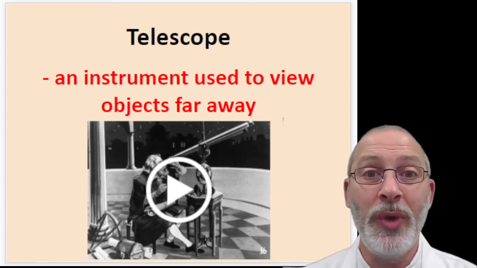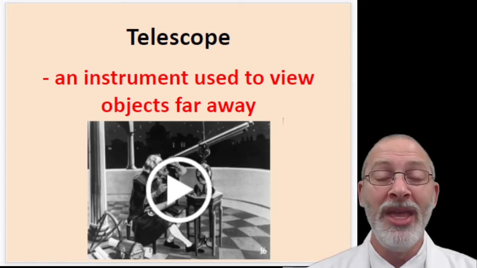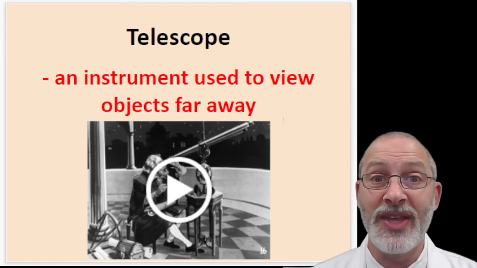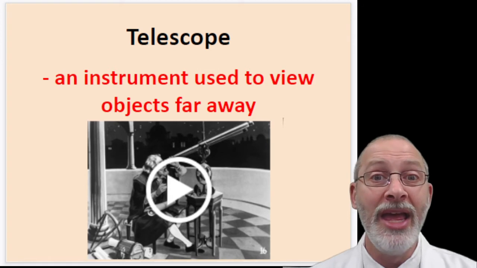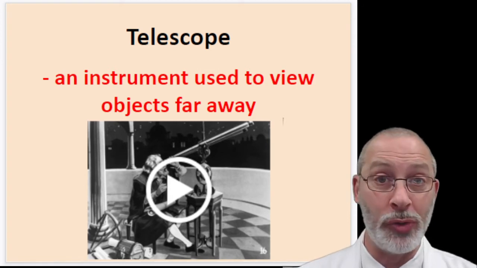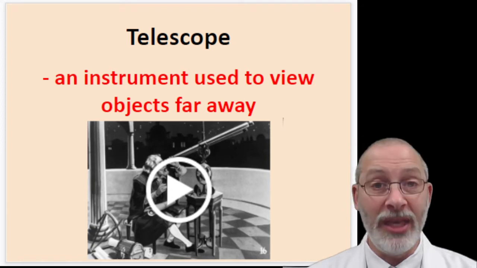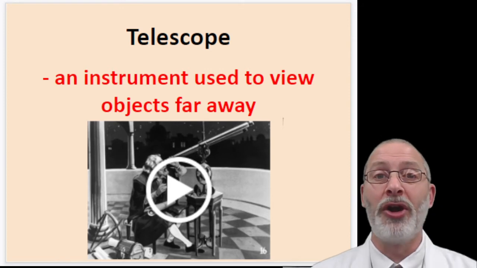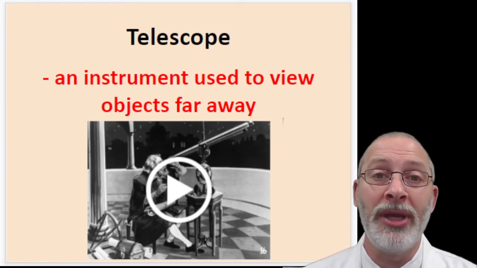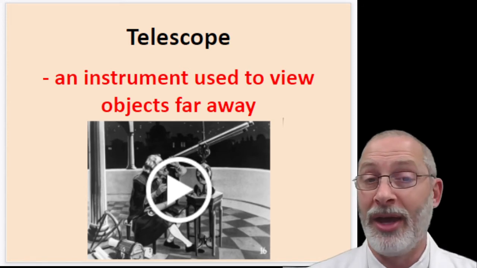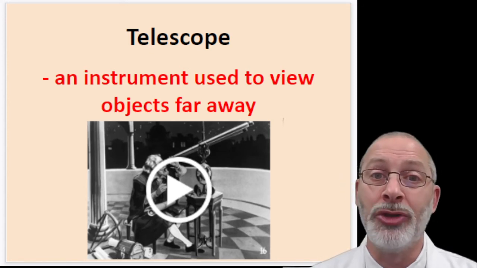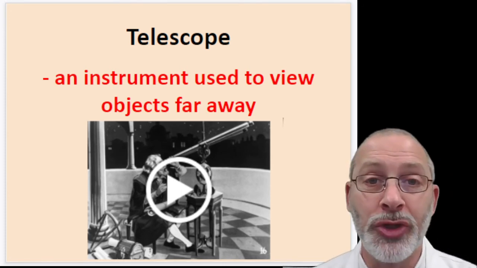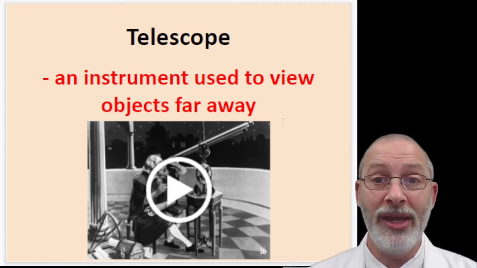After all, in this unit we are studying astronomy, and in our study of astronomy, we want to look at objects that are really far, far away, and an instrument used to view an object far away is called a telescope. Tele prefix means far away. Scope means an instrument used to look at something. A microscope, an instrument used to see small things. Telescope, an instrument used to view faraway things.